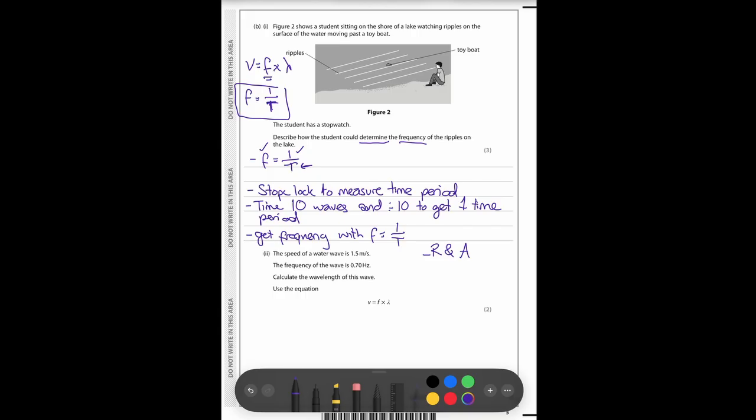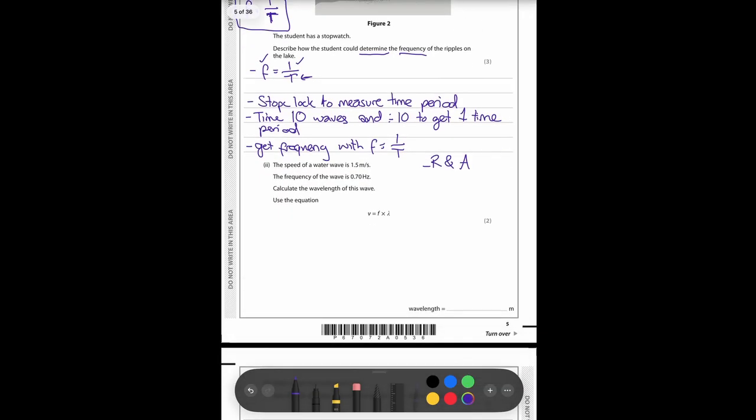Sometimes what might come up with this question is if it says something like about accuracy or other piece of equipment that I can use, if I'm seeing that word in there, then I'm also going to mention about using a phone or some kind of video recorder or something like that, so that I can record the waves and then slow it down afterwards. So I'm looking for the word accuracy in that kind of question to get that mark there.